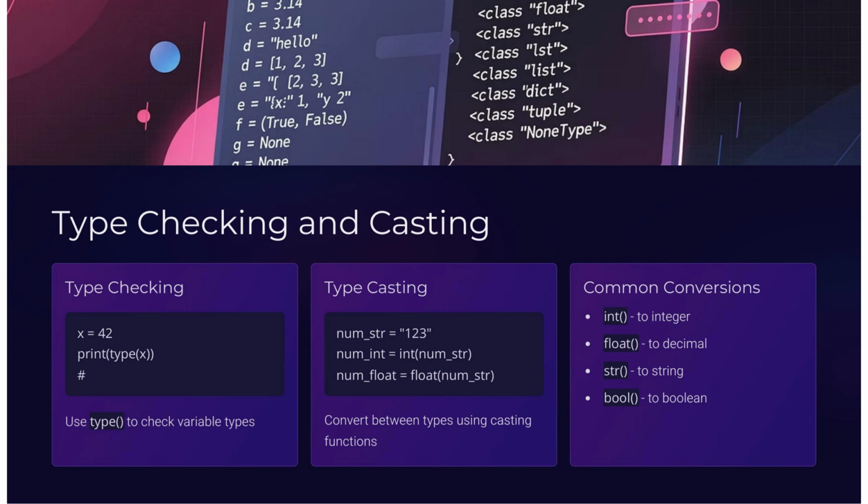Type checking in Python is done using type(), which reveals a variable's data type. For conversions, type casting functions like int(), float(), str(), and bool() are used. For example, converting "123" to an integer or a float is straightforward, with int("123") and float("123").